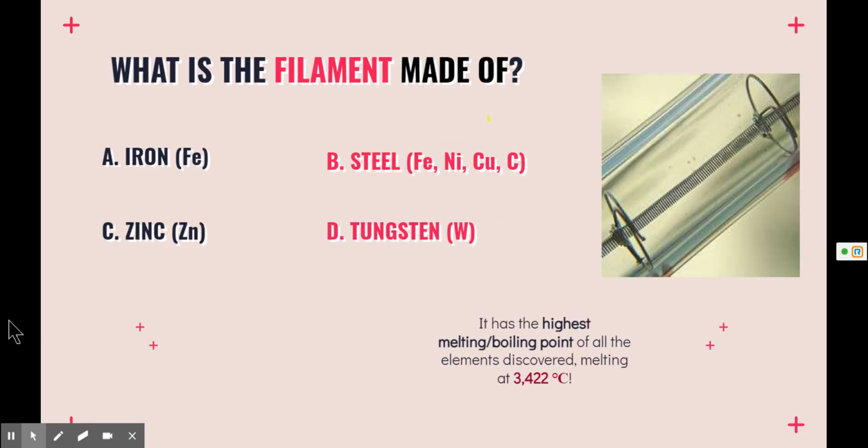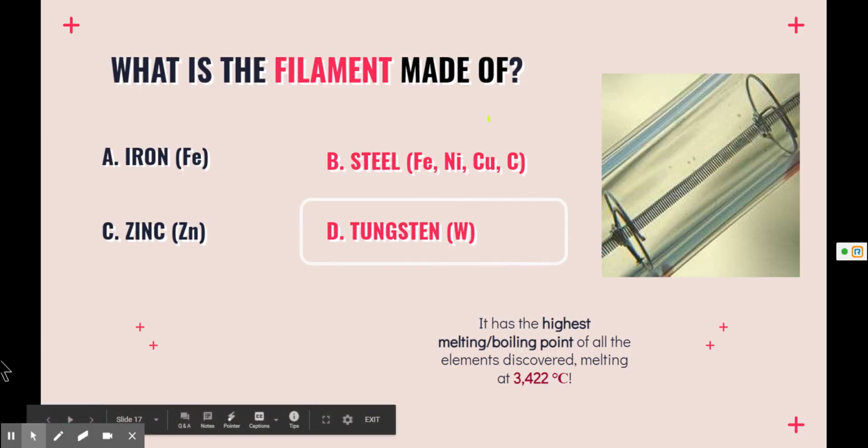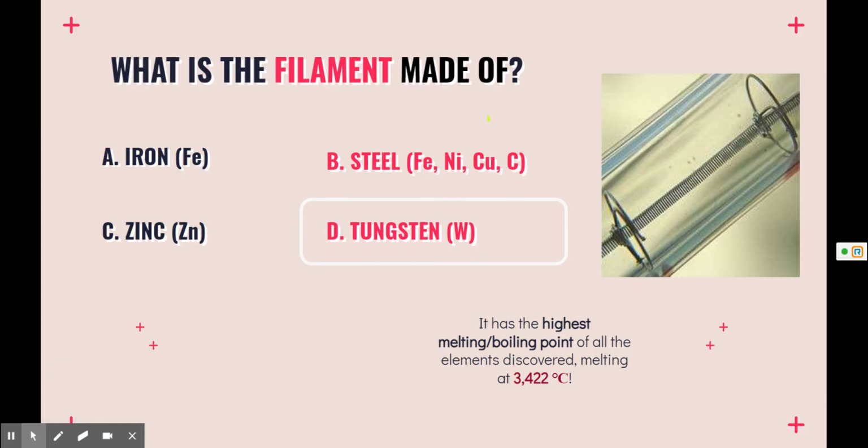Let's try another one. What is the filament made of? A, iron. B, steel, which is a metal alloy. C, zinc. D, tungsten. Pause the video if you want to take a moment to think about it. Make your choice, and let's see, what is that answer? That answer is, of course, it's tungsten. Tungsten is the element that transforms electrical energy into radiant energy because of its properties. It does that so well.